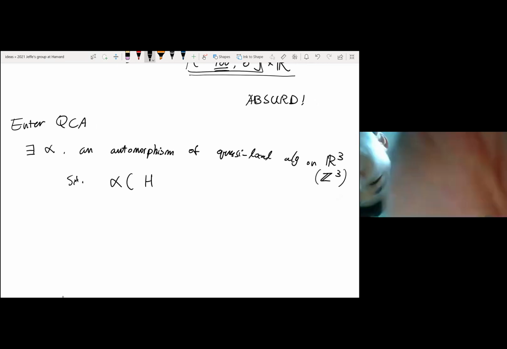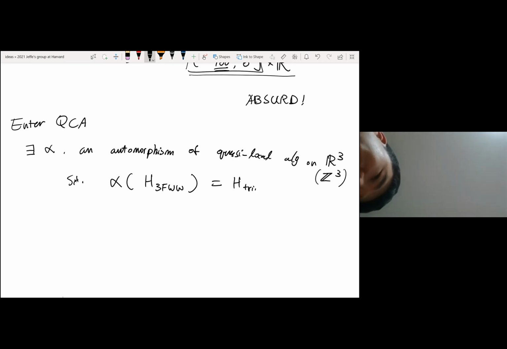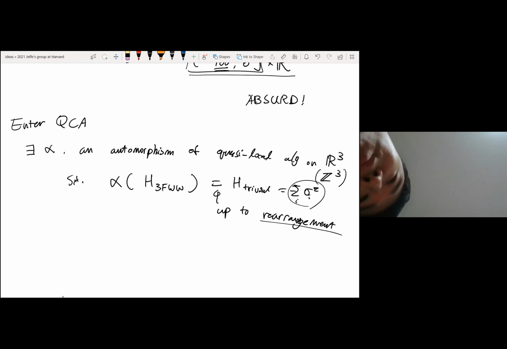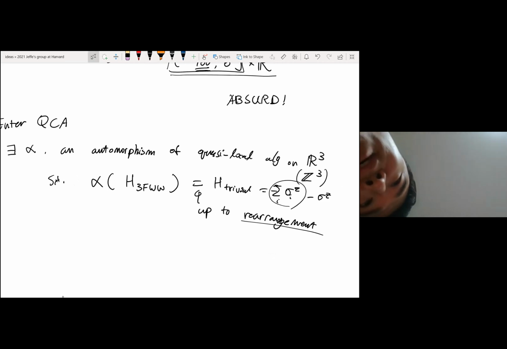alpha conjugating Hamiltonian is equal to the trivial Hamiltonian, which is just a sum of single-site operators. Here, equality is up to rearrangement. Rearrangement here means that this is one representation of the trivial Hamiltonian, but I could easily add another term that would not change any physics, like this, a product of already existing terms. It only changes the energy of certain excitations, but that's all.